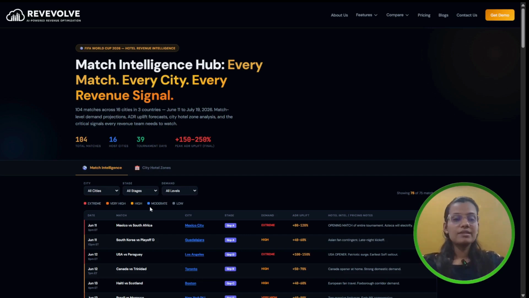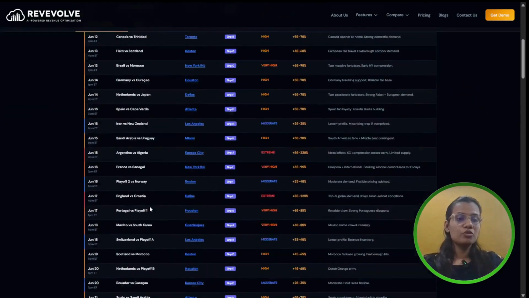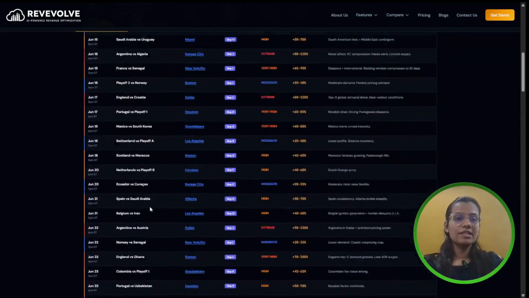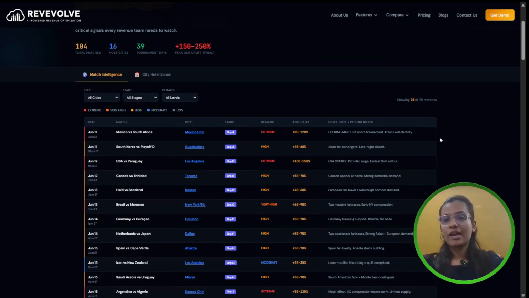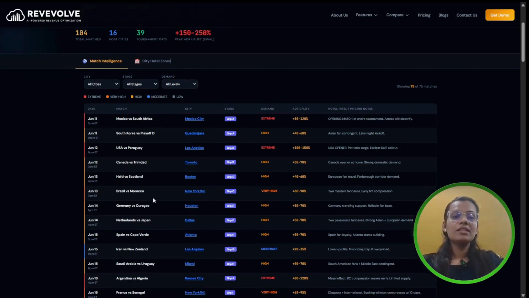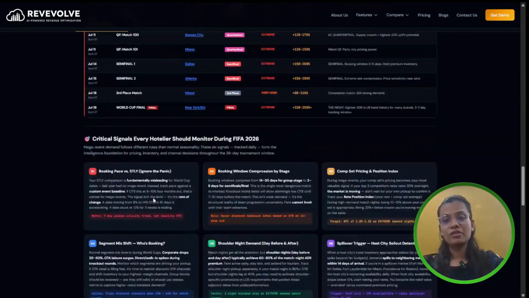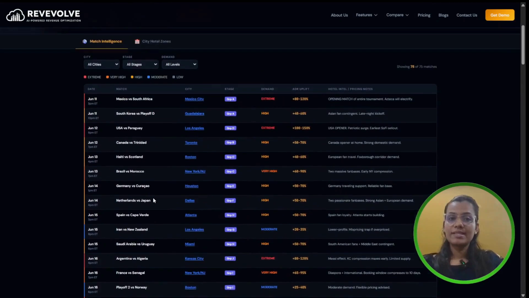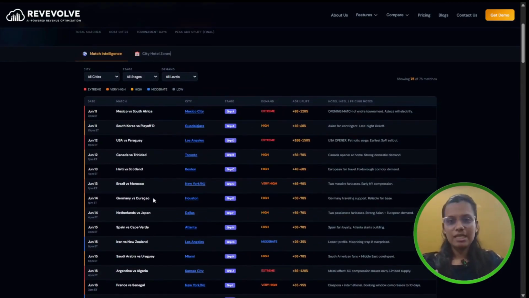Here we can see we have a lot of data from June 11 to July 19. Also, we have the signals, we have all the cities, all our matches, and the pricing notes. We can see all this for all the cities that are hosting, and all the stages: group, round of 32, round of 16, quarterfinals, semi-final, final. Then we'll see the demand, from extreme demand to low demand, and where your property will stand out. So we'll see all this data in detail in part 2 of this RevEvolve webinar series. We can also see the actionable items that we can do for pricing for the next week or in the 39 days, I can say.